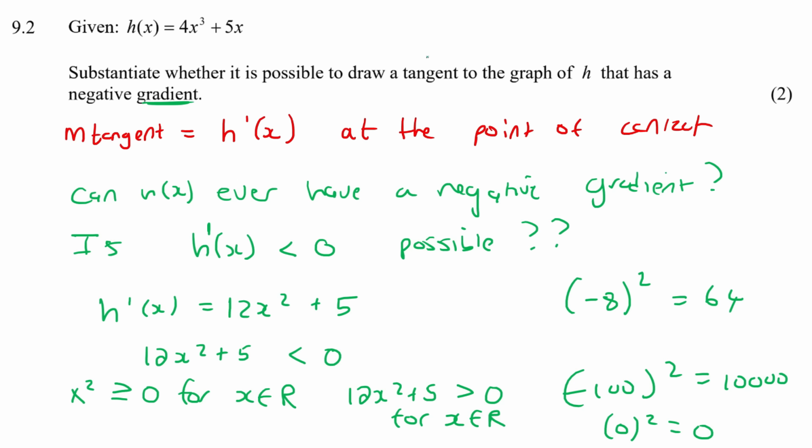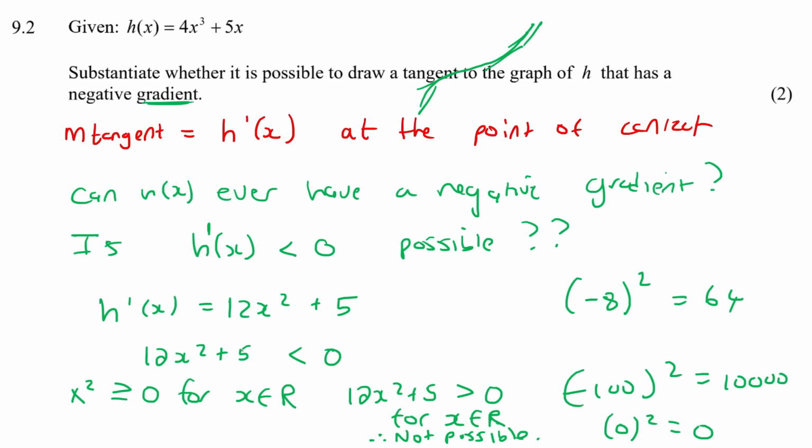What does a graph look like that doesn't have a negative gradient? Well, maybe it's doing something like this. So you see the gradient is always positive. No matter where you draw a tangent, that tangent would always have a positive gradient. So the answer is, therefore, not possible. And even if you tried to solve this expression, it would never work.